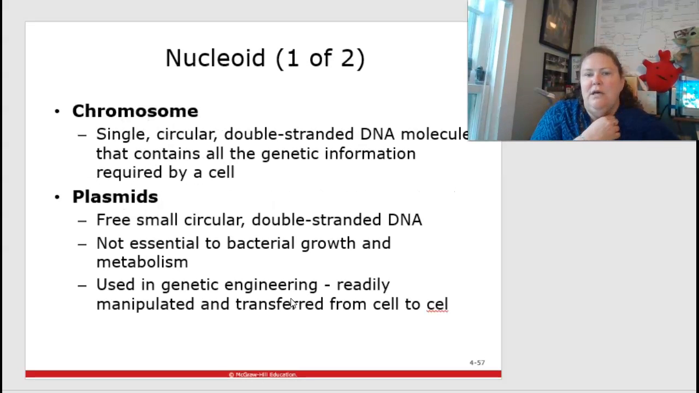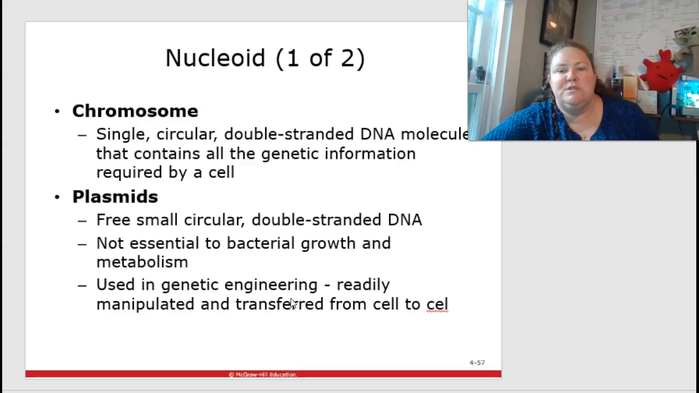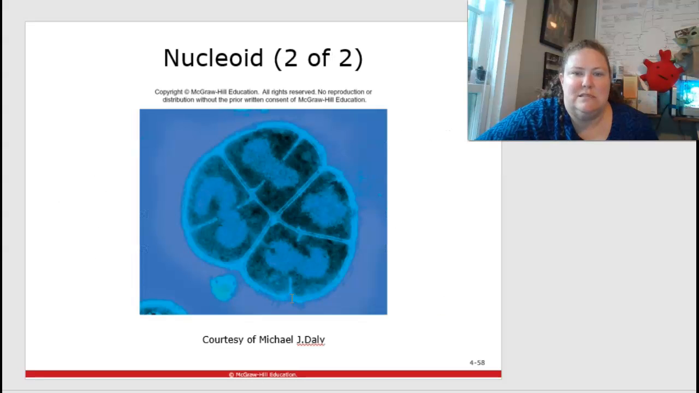Looking at the nucleoid, this is where our chromosome is. It is a single circular double-stranded DNA molecule that contains all of the genetic information required by a cell. We have plasmids, which are free, small, circular, double-stranded DNA pockets. These are not essential for bacterial growth and metabolism, but they are used in genetic engineering, and they are readily manipulated and transferred from cell to cell. These are those little pockets that you can see.